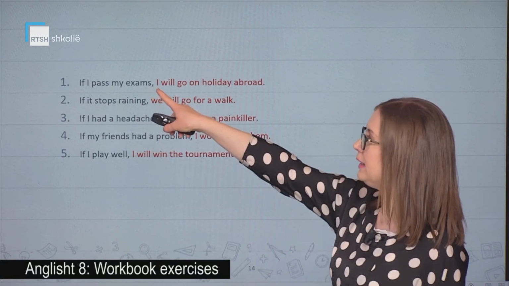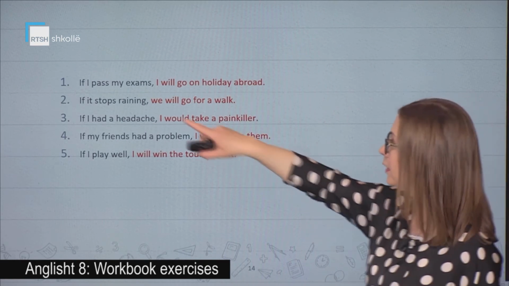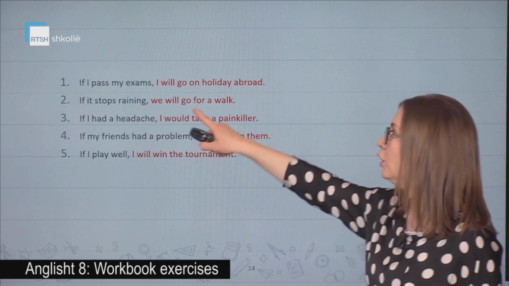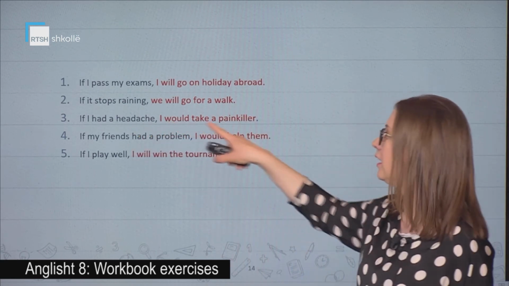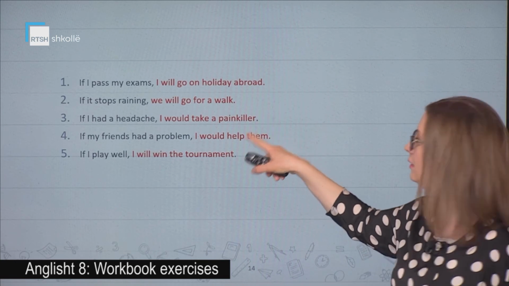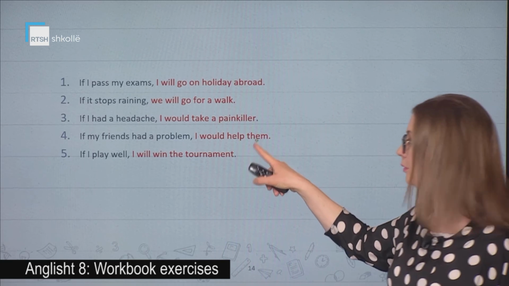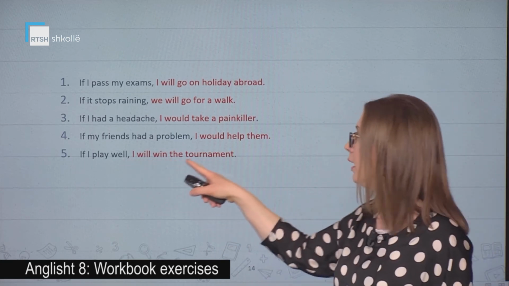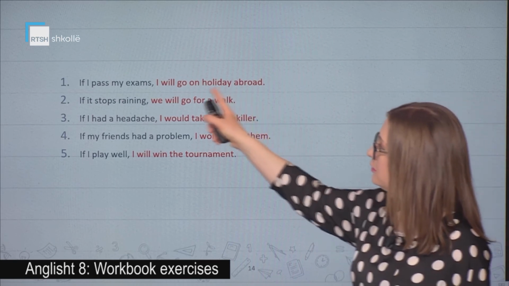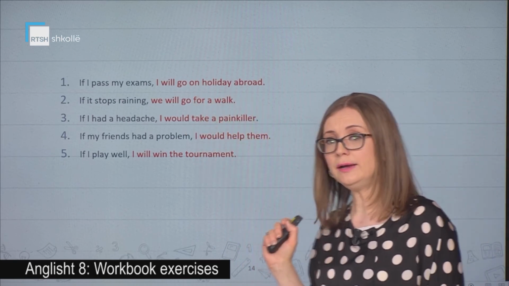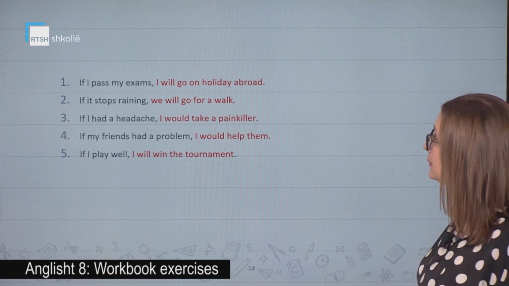If I pass my exams, I will go on holiday abroad. If it stops raining, we will go for a walk. If I had a headache, I would take a painkiller. If my friends had a problem, I would help them. If I play well, I will win the tournament. So, you see, we have conditional 1 and conditional 2 included in these sentences.